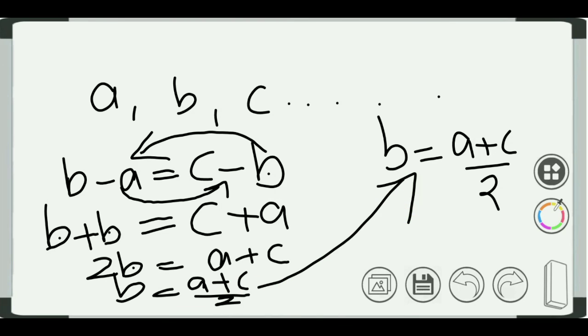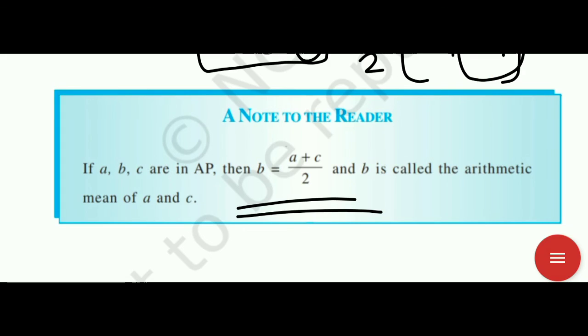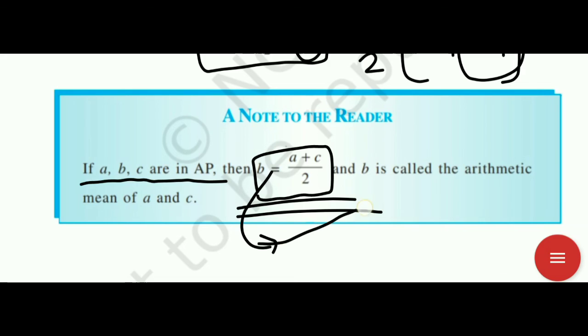See, you have arrived at this equation, b equals a plus c by 2. That's why here it is told if a, b, c are in AP, b is given by a plus c by 2. And also this b has one name: arithmetic mean of a and c, because arithmetic mean we find by adding any two numbers and dividing by 2. So b is called the arithmetic mean of a and c. This is an important point. Whenever in the question they have given a, b, c are in AP, you can write b equals a plus c by 2, the arithmetic mean.